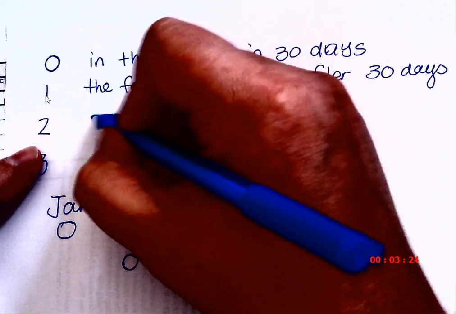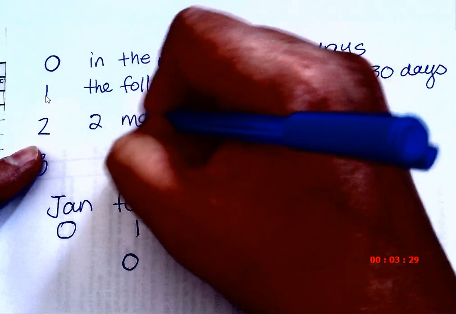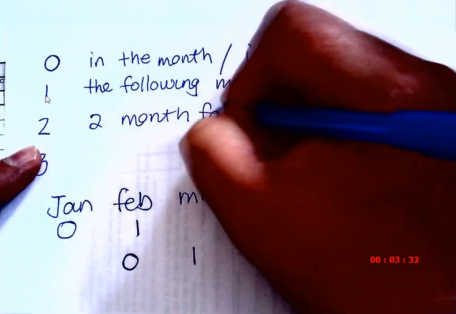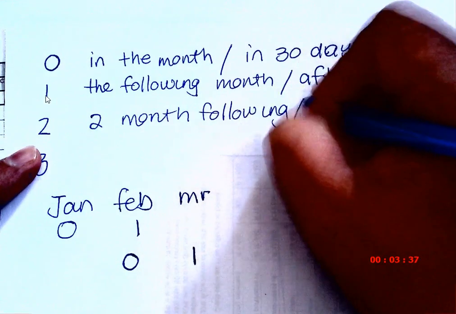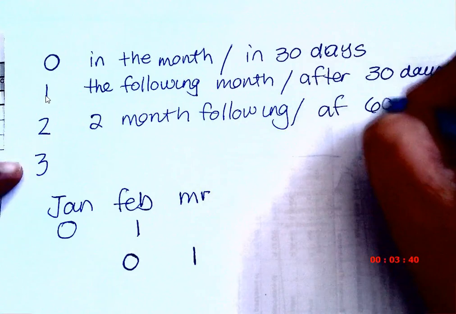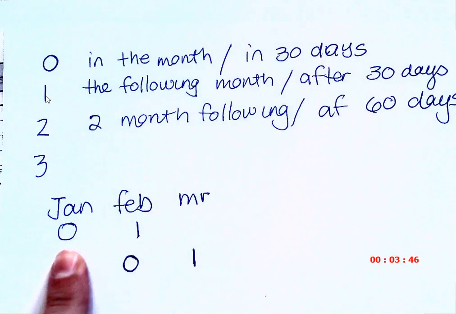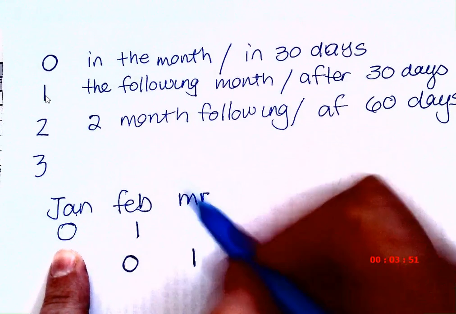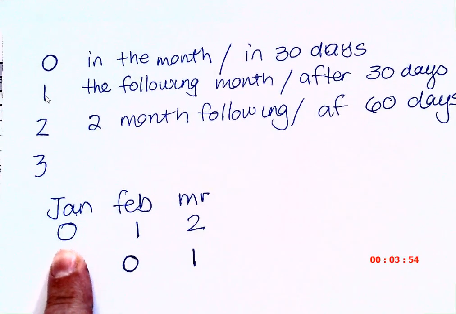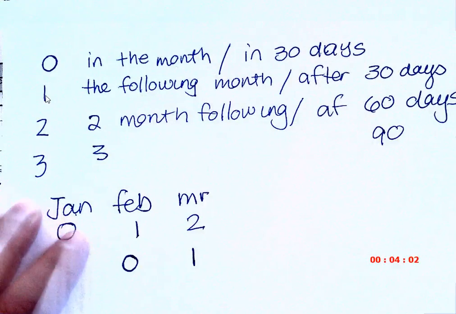So now the second month, number 2 would be the second month following, or after 2 months, or after 60 days. So can you see here, if the month of the transaction is January, the month following is February, 2 months following is March. Okay? So obviously 3 would be 3 months following, 90 days.